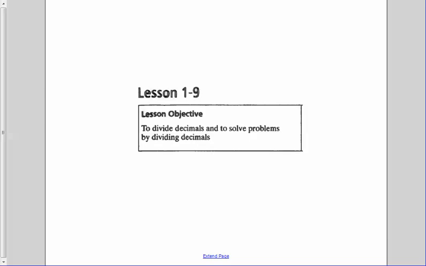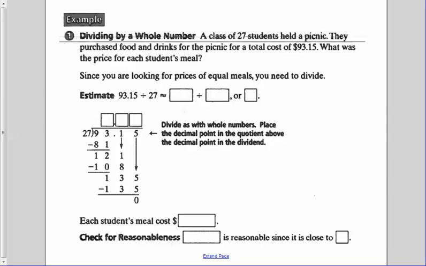Alright, in lesson 1.9 we're talking about dividing decimals. So our objective is to be able to solve problems by dividing them. Let's look at our first example.